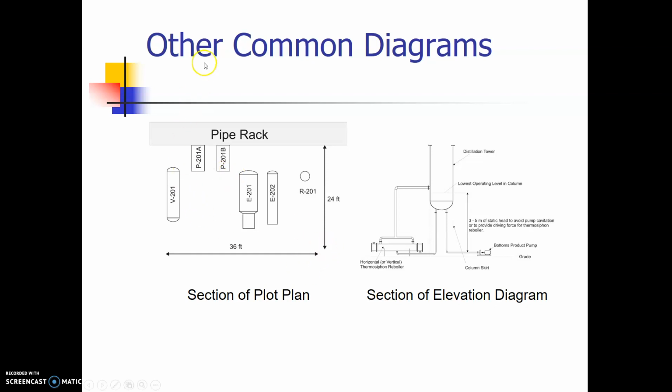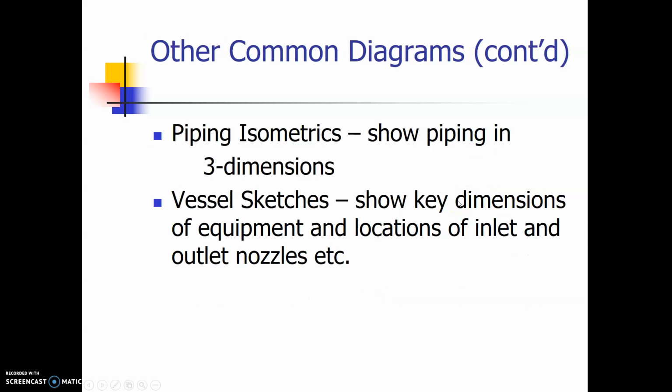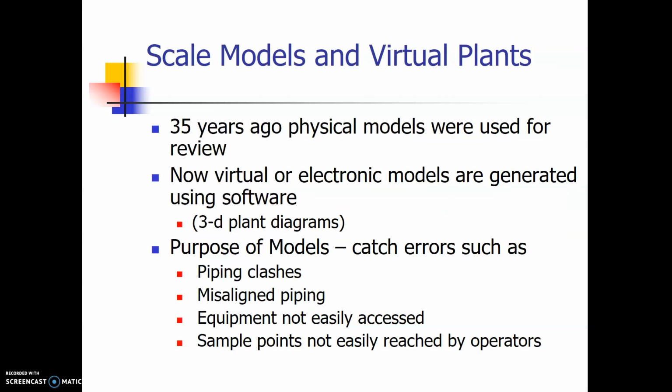Other common diagrams are like racking, pipe racks, like where are my pipes going to be located and how are they going to be racked. Or we can look at the elevations and see how this distillation column is actually elevated 3 to 5 meters from the top here. So it actually tells us where things are located. Other common ones are piping isometrics, showing piping in 3 dimensions, or vessel sketches showing key dimensions of the equipment and locations of inlet and outlet nozzles.